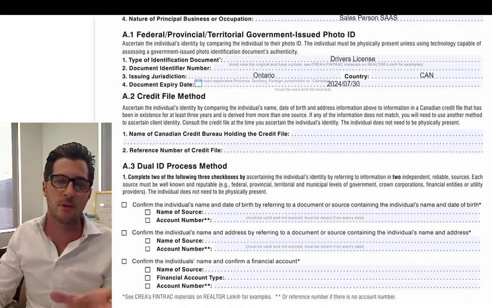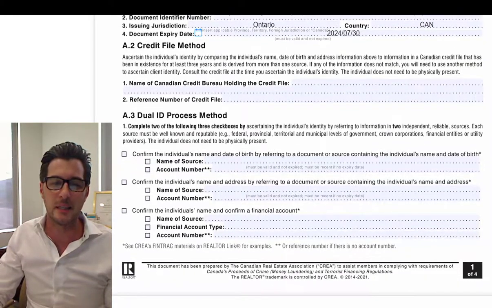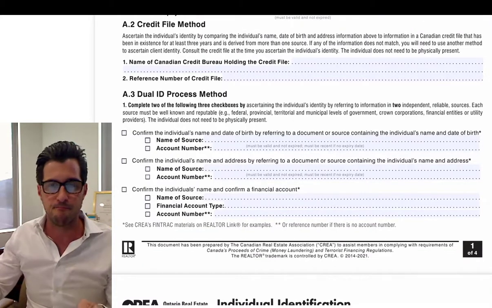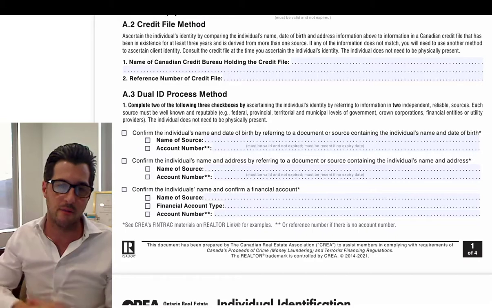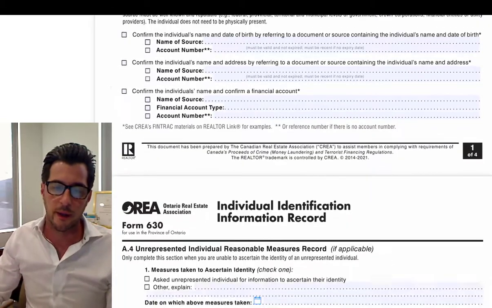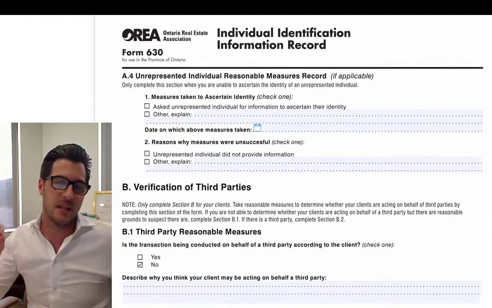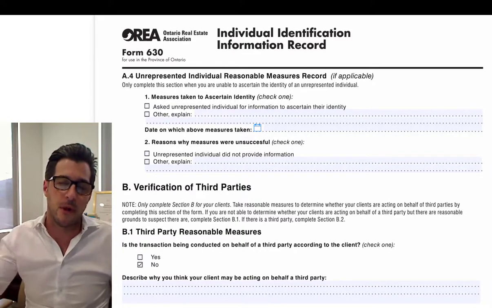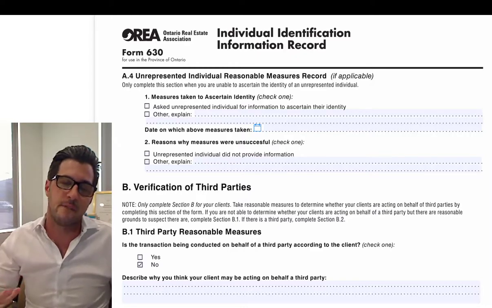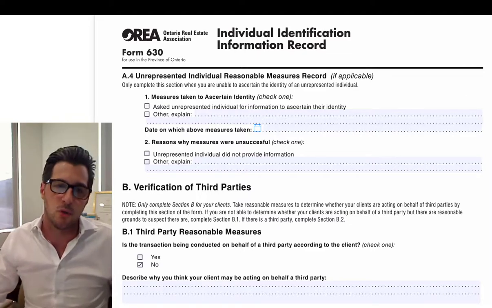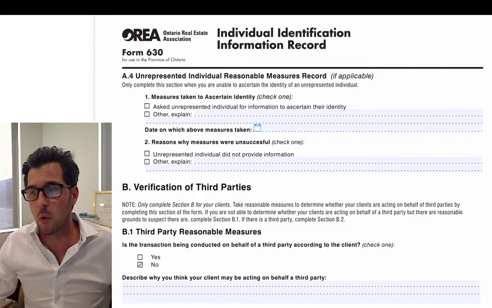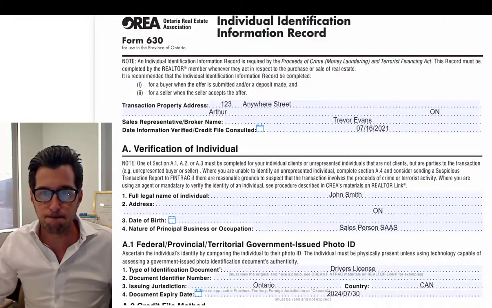The credit file, what is their credit file? Do you have a copy of that? The dual ID process method, having different pieces of mail to identify that and having at least two of the following. And then if the person is unrepresented, whether they're a client or a customer, and a customer meaning they're not being represented, if you're handling them as a sales professional, you must still complete this form. And as recommended a little further up, if you're using section A4, let's go up to it just to be clear.